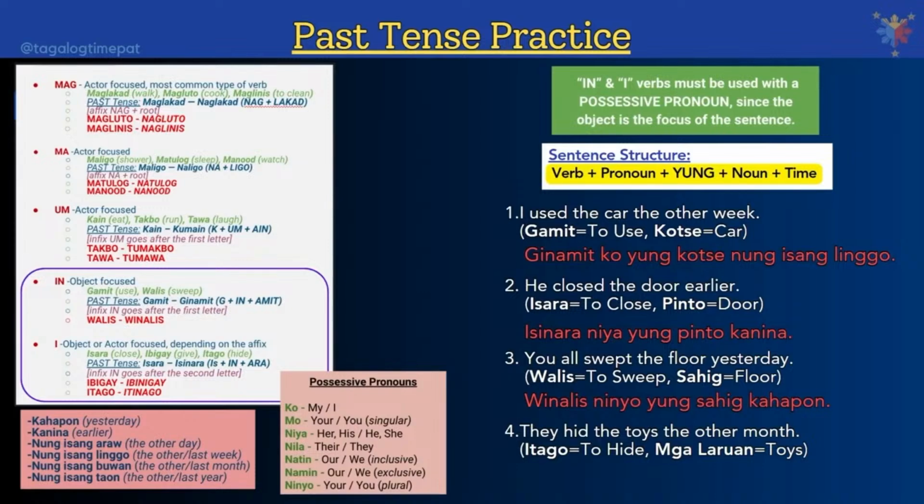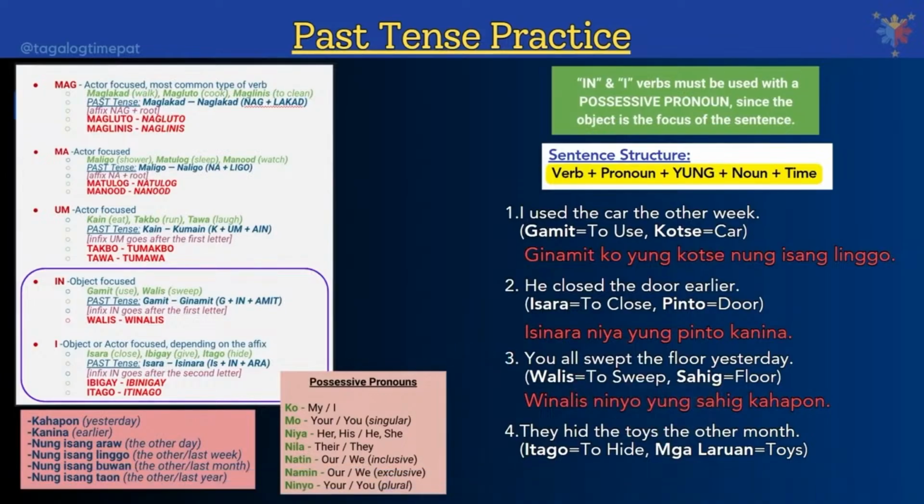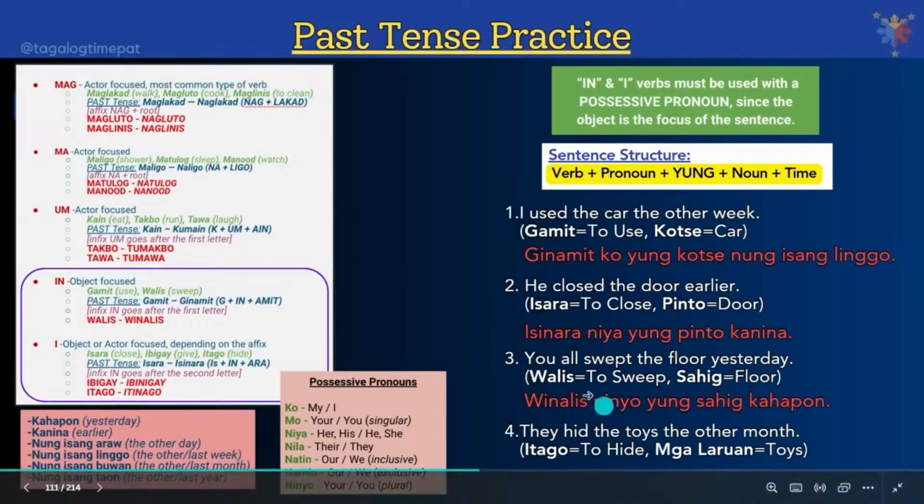And lastly, they hid the toys the other month. Itago means to hide. Mga laruan means toys. And to make a noun plural, you have to add this word mga. So mga laruan means toys. It's not like in English where we can just add an S. You actually have to add this word mga.